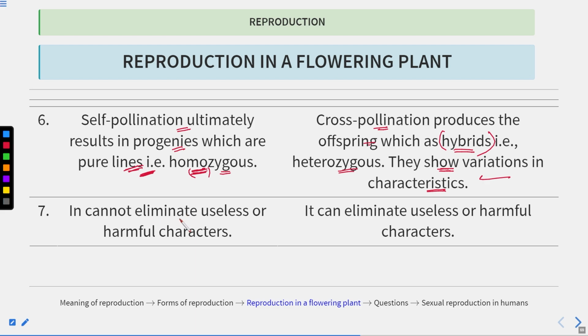Seventh point, self-pollination cannot eliminate useless or harmful characters, whereas cross-pollination can eliminate the harmful characters. So this hybrid which is formed will contain all the good characters, and the harmful characters will be eliminated, and the hybrid will be better adapted to the environment, and it will have more yield.